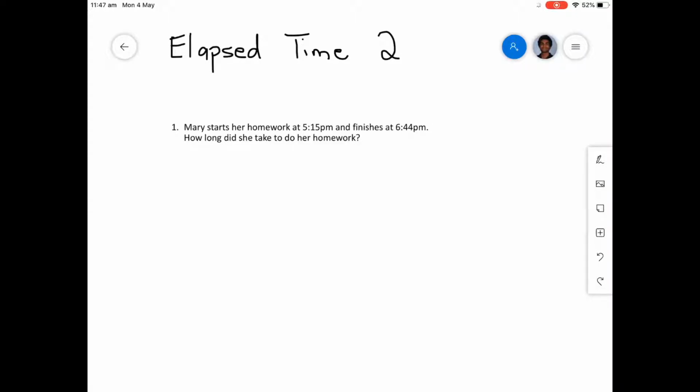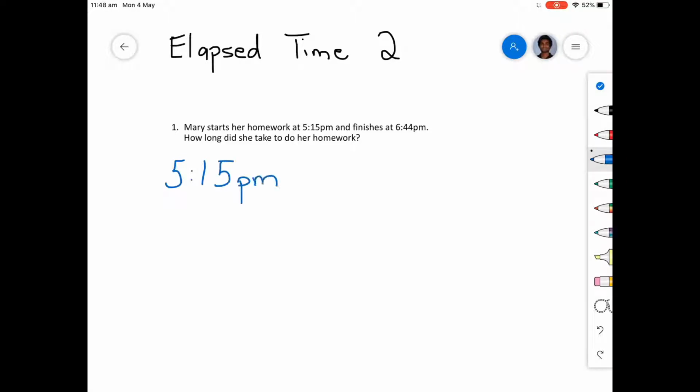Looking at question 1, Mary starts her homework at 5:15 p.m. and finishes at 6:44 p.m. How long did she take to do her homework? Now when we do any of these elapsed time questions, we want to break it down into checkpoints and start with our beginning time. From this question, Mary starts at 5:15 p.m.